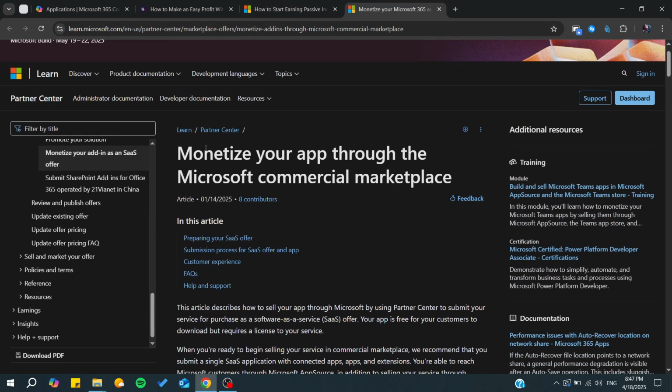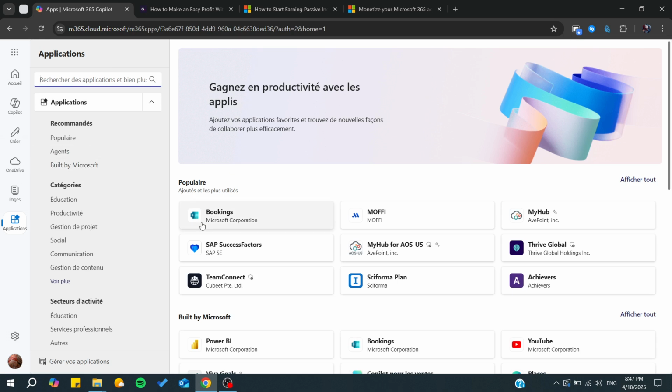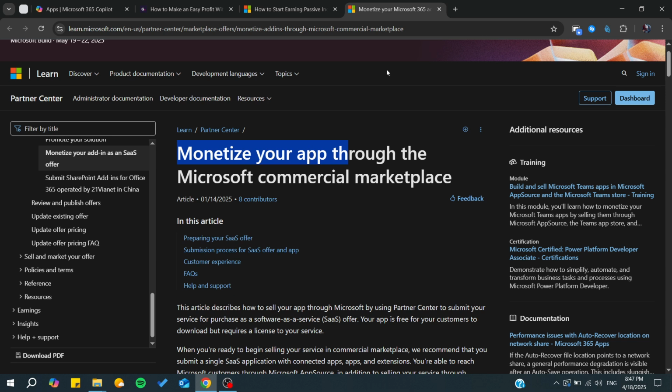Otherwise, you can try to monetize your app. Basically, you can start creating an app and then publish it to the application marketplace of Microsoft. From there, you can start developing some connections, and you can charge an amount of money for these connections.